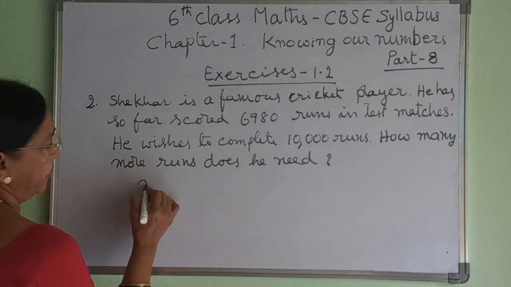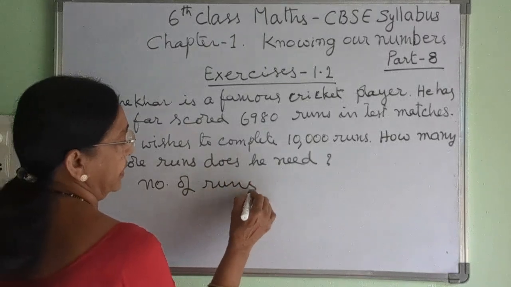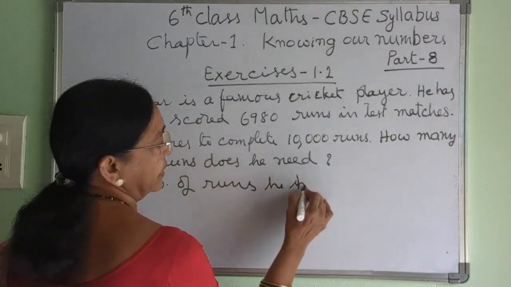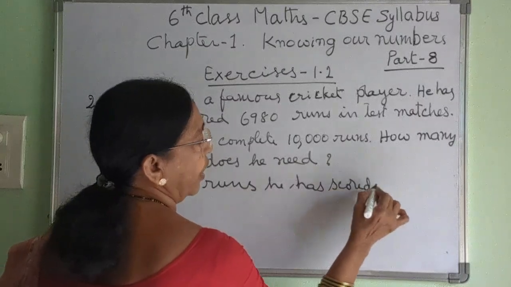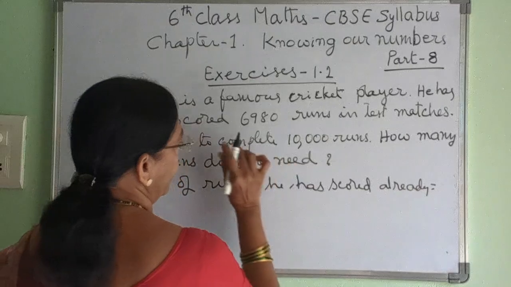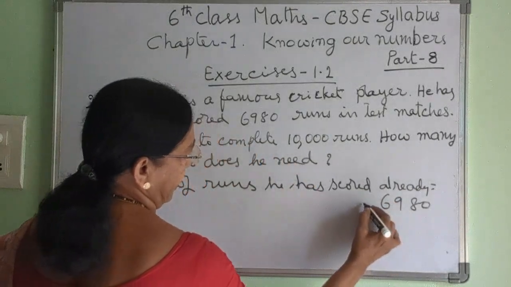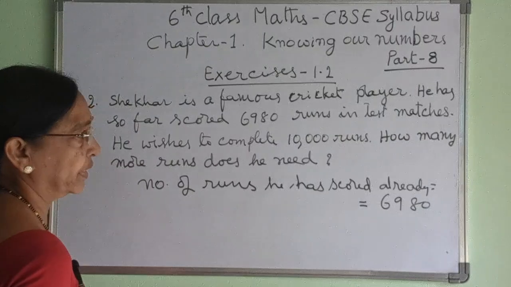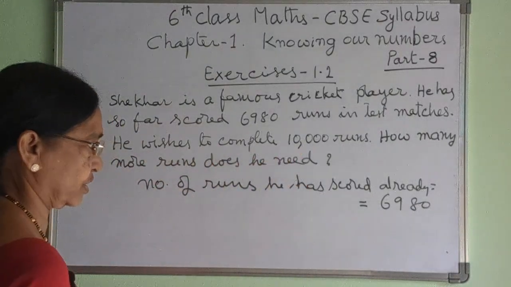So the number of runs he has already scored is equal to 6,980. But his wish is to complete 10,000 runs.